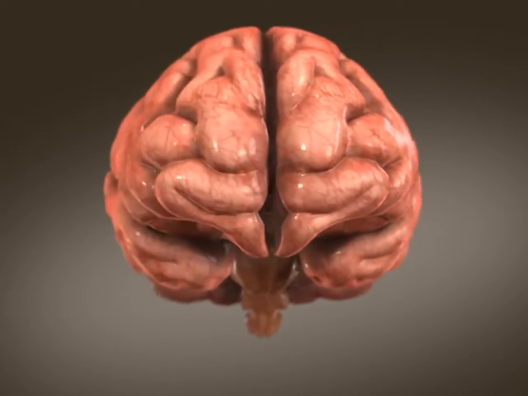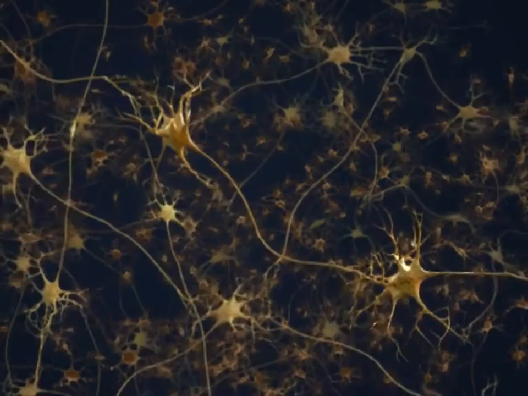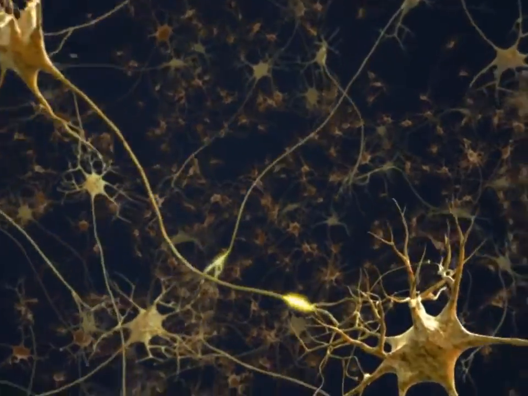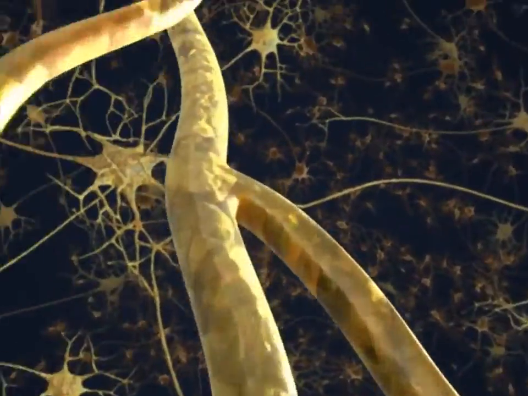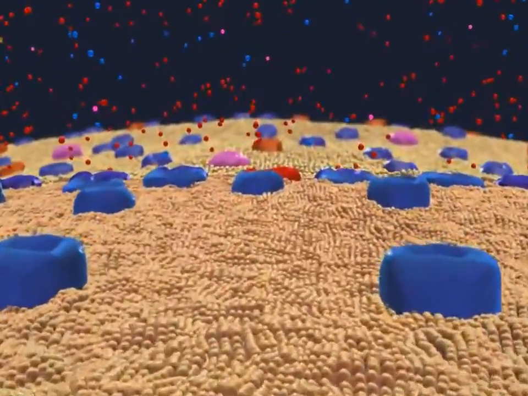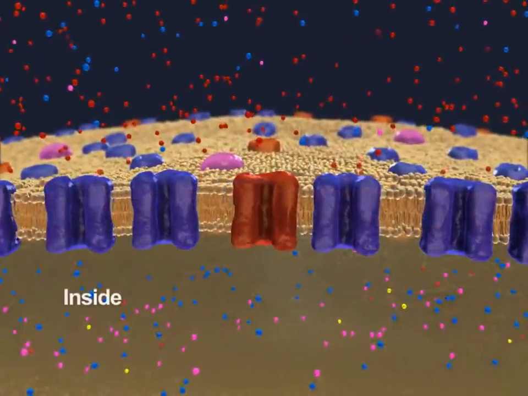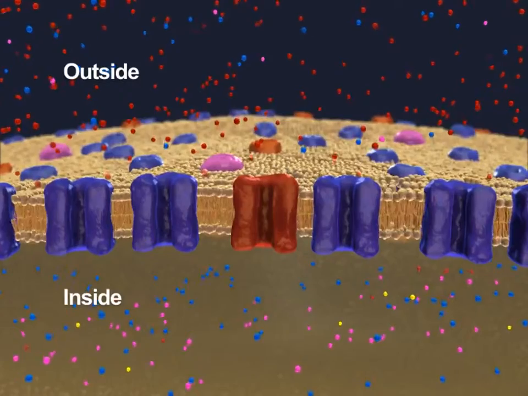The human brain alone contains about 100 billion nerve cells, called neurons. A neuron, like every other cell, has positively and negatively charged ions, inside and outside.